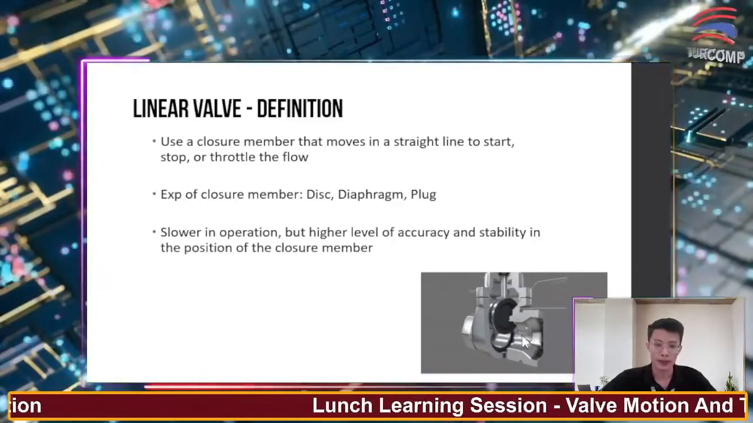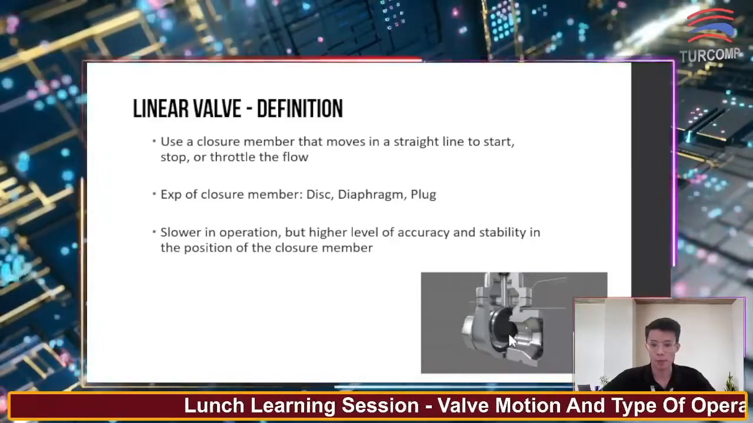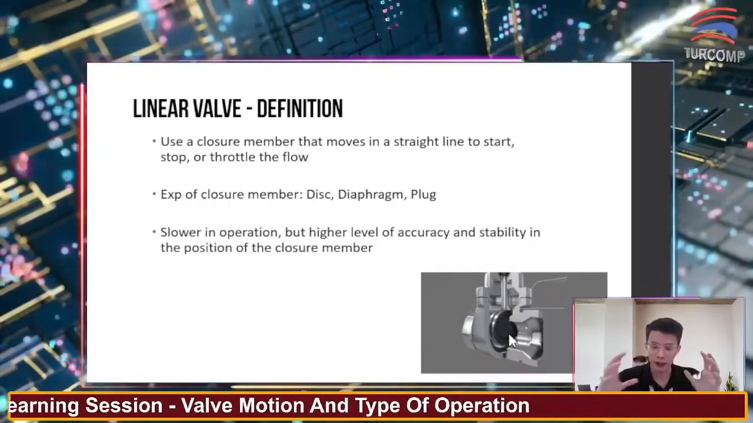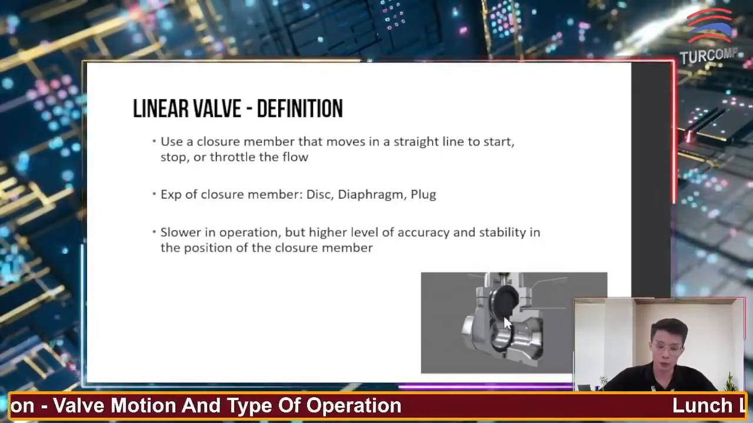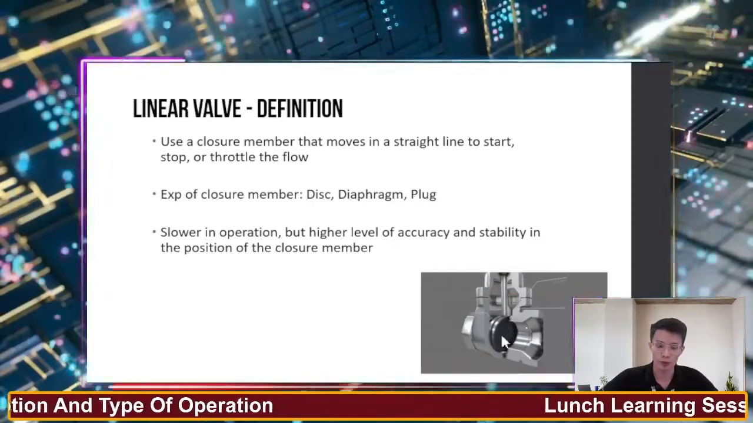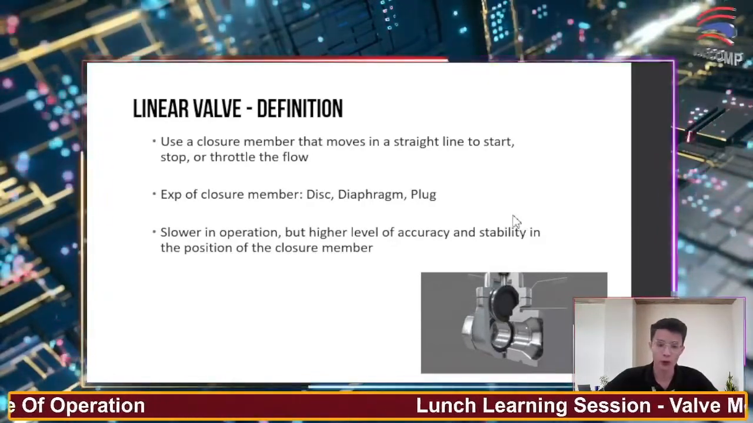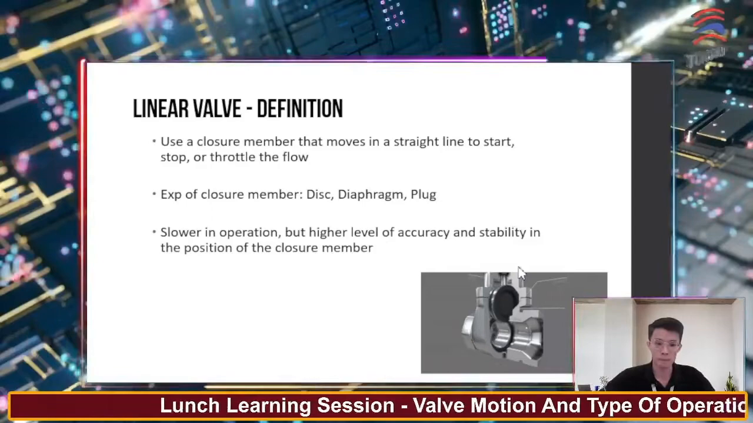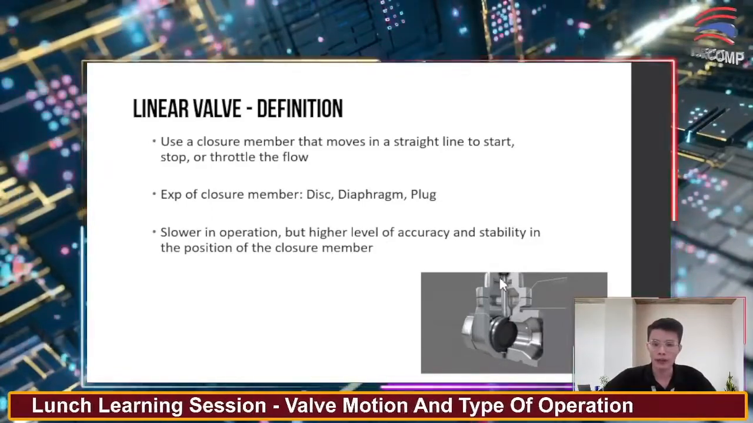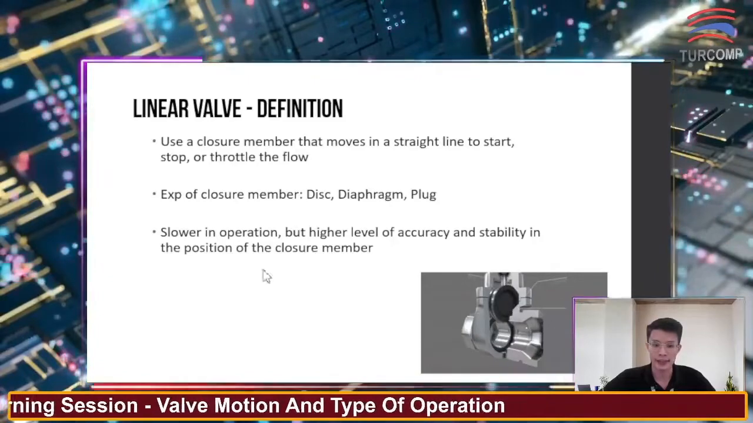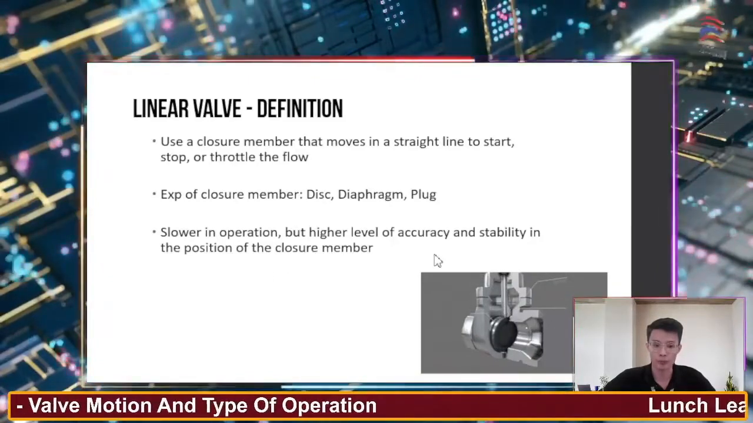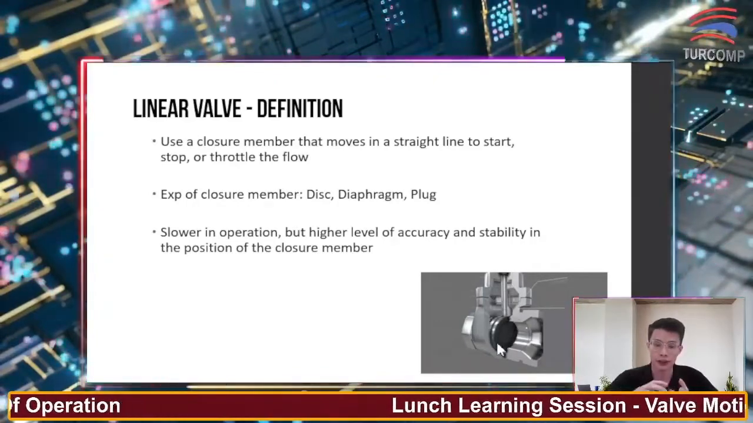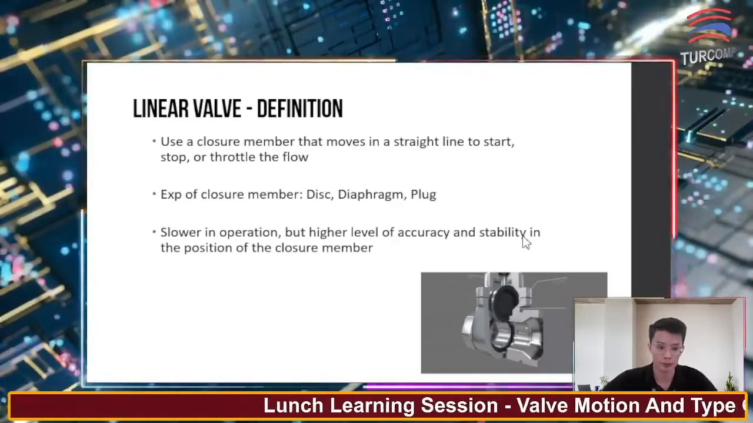Linear WAF are normally slower in operation compared to the rotary type. Why does this happen? Especially for large size linear WAF, this closure member will normally need to travel quite a far distance from the fully closed to fully open position, so it takes a longer time to travel from closed to open position. However, linear WAF have a higher level of accuracy and stability in the position of the closure member. In other words, when the closure member is in a closed position, it can create a tighter seal compared to rotary WAF.